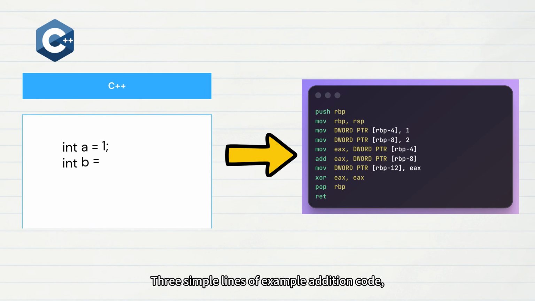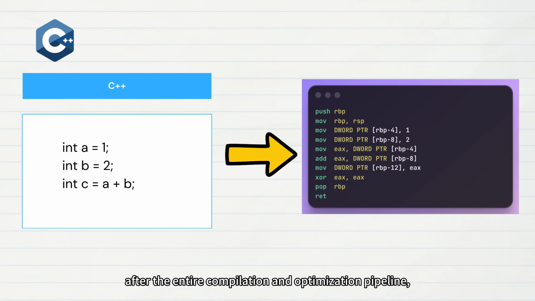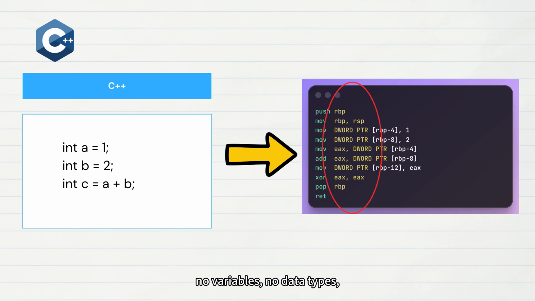Our 3 simple lines of example addition code, after the entire compilation and optimization pipeline, are eventually broken down into just a few extremely simple hardware instructions. No variables, no data types, no abstract mathematical expressions. Only 3 core things throughout: CPU high-speed registers, raw binary numbers, basic hardware arithmetic, and read-write operations.